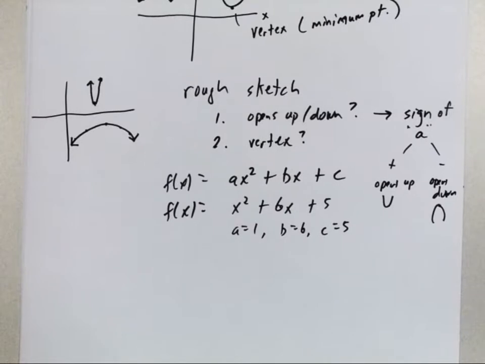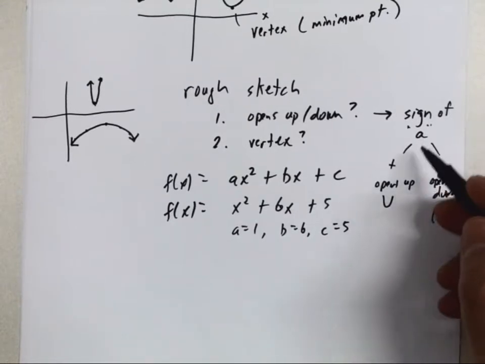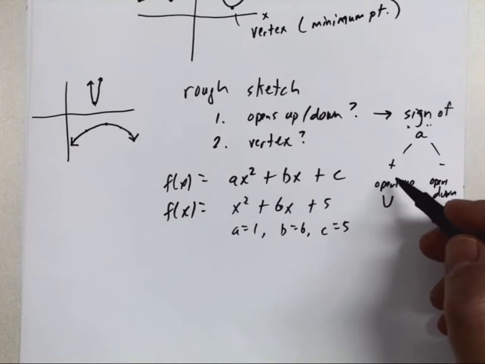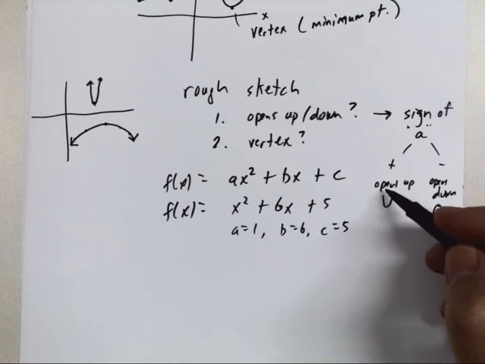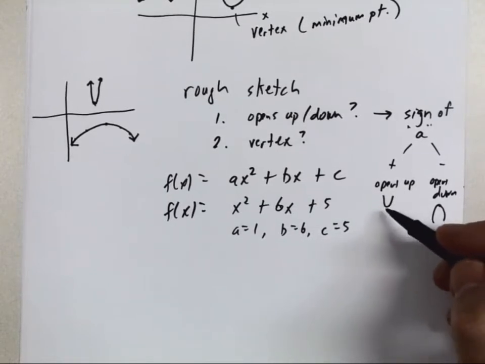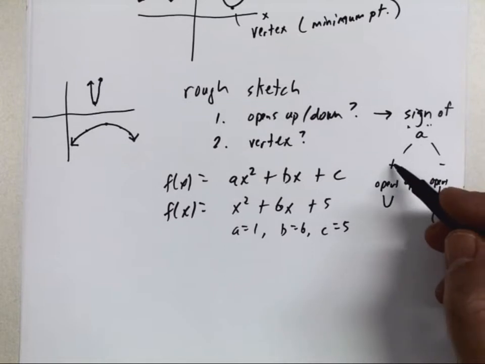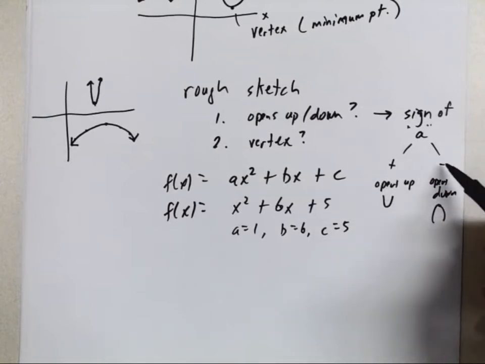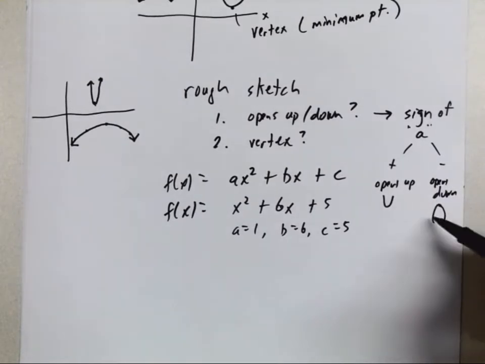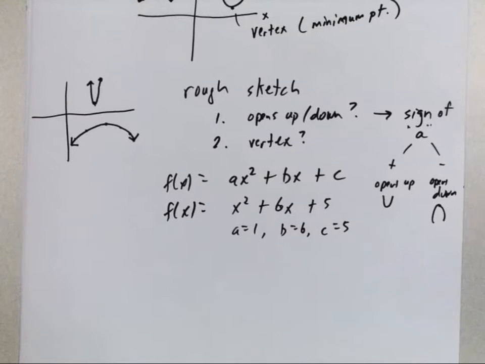Here's how I remember it. From years ago, I just thought of this. A's positive. What does a positive person normally do? A positive person smiles a lot, right? They're very positive. Everything's wonderful. They're always happy, right? A positive person smiles, which is sort of like opening up. What does a negative person do? A negative person frowns, so it opens down.